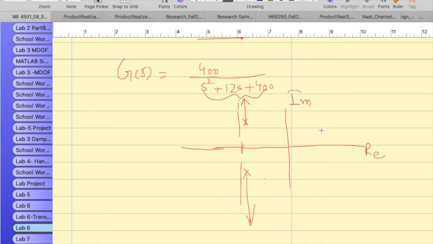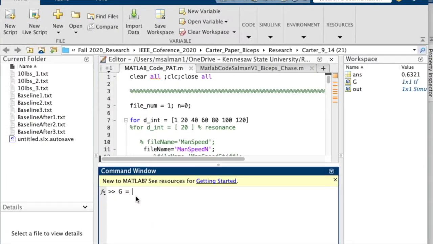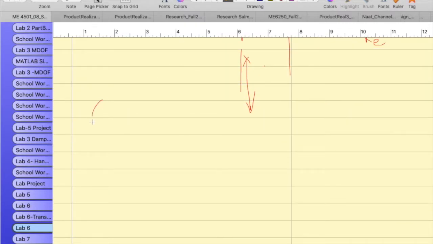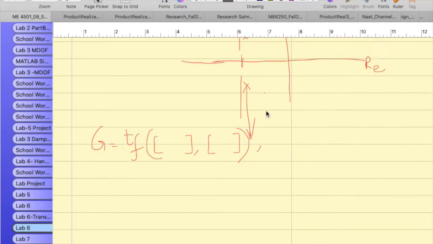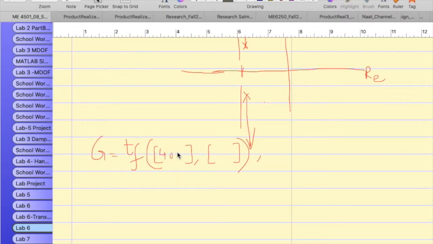But how would you do this in MATLAB? So let's do this. You go here in MATLAB and write down the command. TF means transfer function. So let me write the commands here. G is equal to TF. In the numerator you will write down the coefficients. This is just 400, so I will write down the constant term.